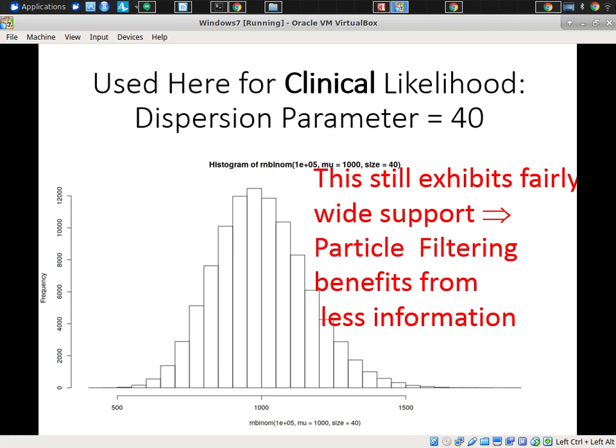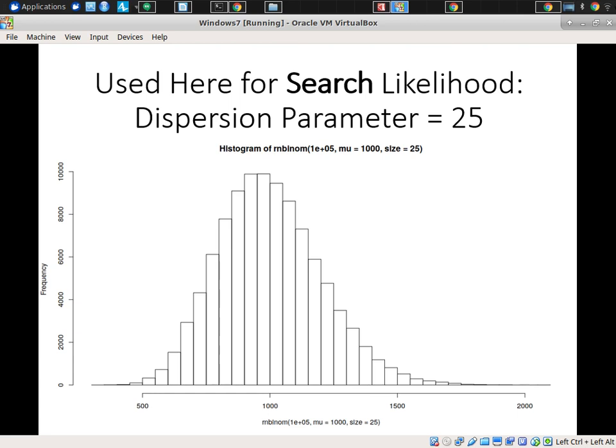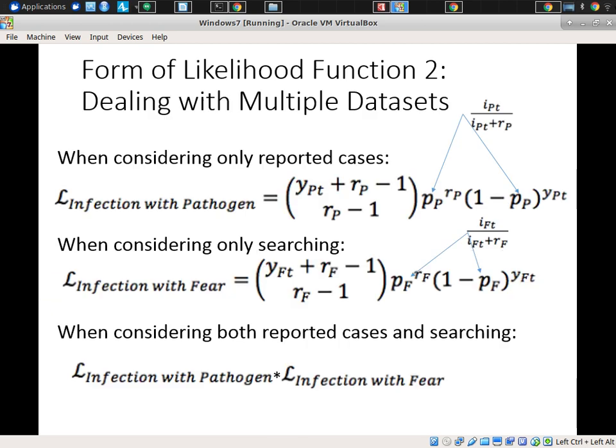So we're going to have a clinical likelihood function, and this was the dispersion parameter we used for that, R equals 40. And for the search likelihood, it was broader, because we thought the data was less tight. Okay, so now let's talk about these likelihoods. We have these negative binomial likelihoods. Both were negative binomials. The idea is there were some number of people who could have searched, and each person had a certain probability of searching.